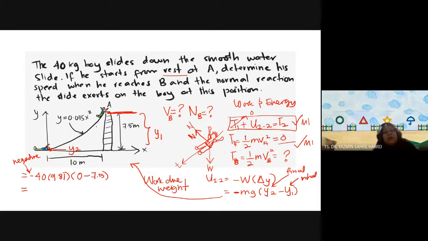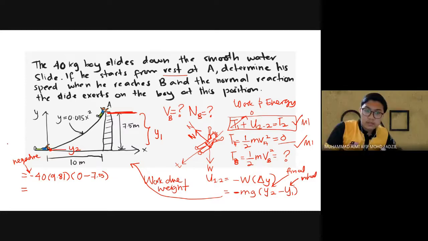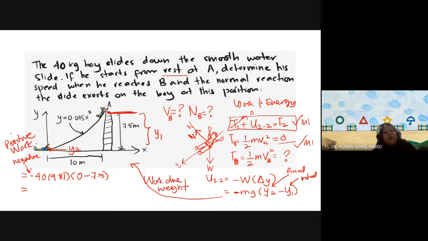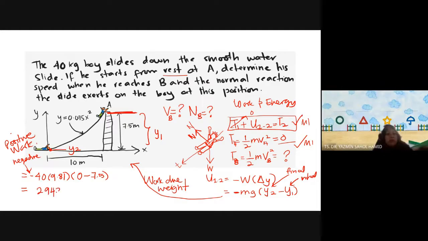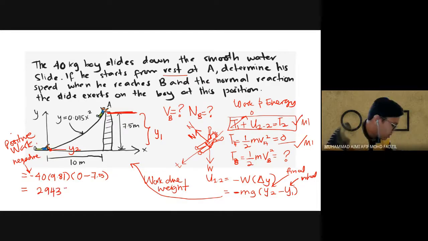So remember just now what did I say? When due to weight, when it's in the same direction as the displacement, it is positive work. So negative 40 times 9.81 multiplied by negative 7.5, what do you get? 2943. Is it right? I don't know. You all press the calculator. I got 2943 joules. Hopefully it's correct.